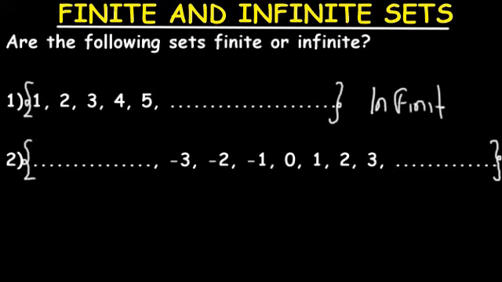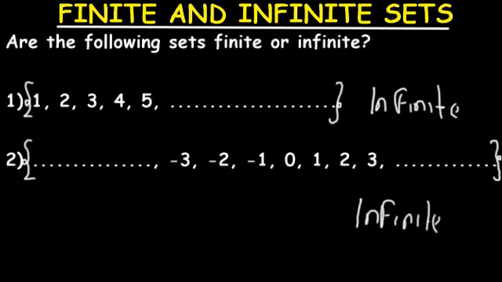Now what about the second one? You observe that this second set starts right away from where we don't know as well. It's coming from infinity, and at the same time it's still tending to end at infinity. So we don't know its starting point, and we don't know its ending point either. Therefore, the second set is also classified as an infinite set.